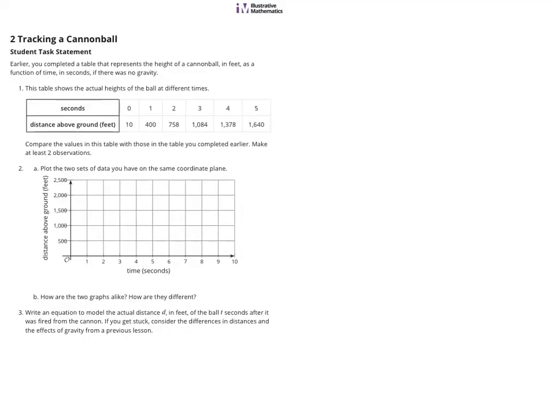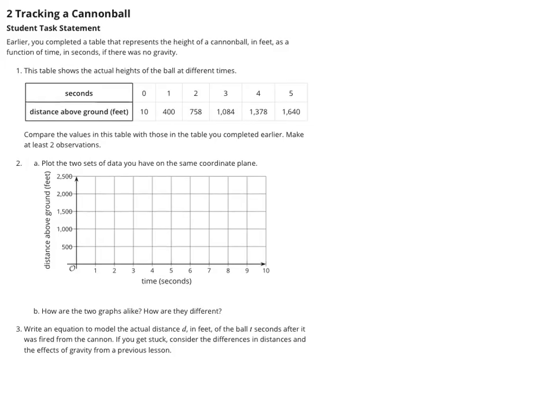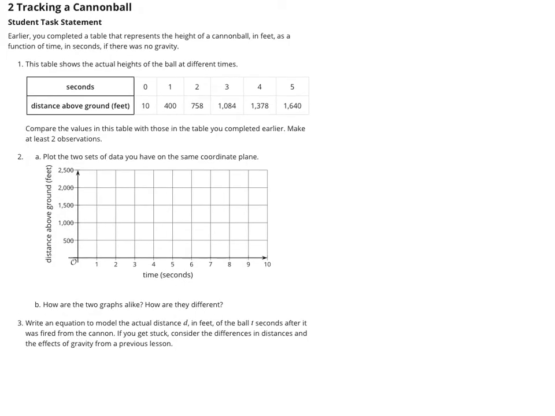I'm going to write the values from the previous table below this one. So definitely 10. And for 1 second, we were at 416, 822, 1,228, 1,634, and 2,040. And our equation was d equals 10 plus 406t, linear, right?